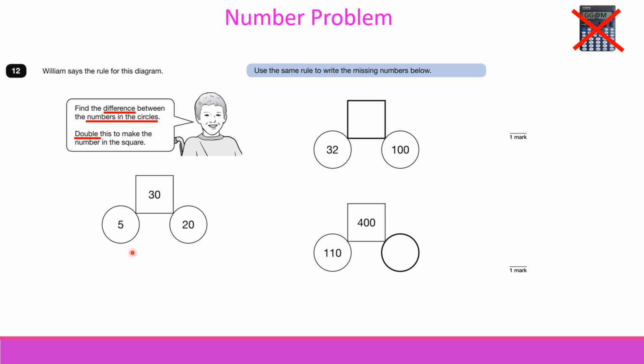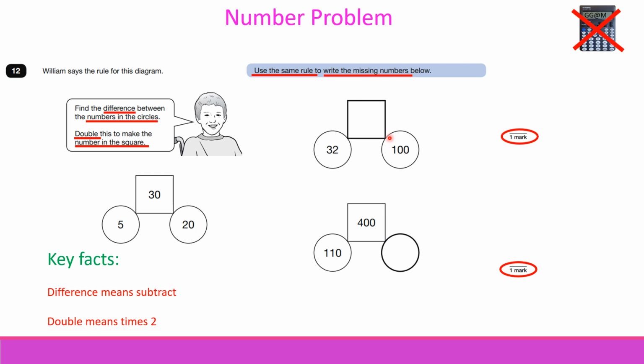Then he says, if I double this number here, I get the number in the square. So we've just said 20 take away 5 is 15. Double 15 is 30, and that's the number that's gone in the square. So he's done an example here to show you how it works. You have now got to use the same rule and work out the missing numbers in the boxes. So in this square box here and in the circle down here, each correct answer will give you 1 mark. Now your key facts are that you need to know that the word difference means subtract and the word double means multiply by 2 or times by 2.